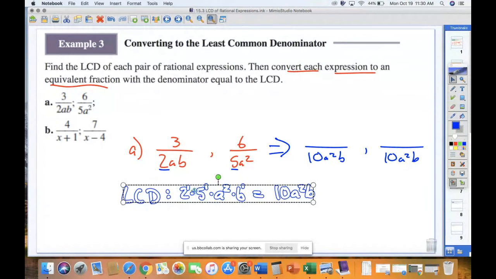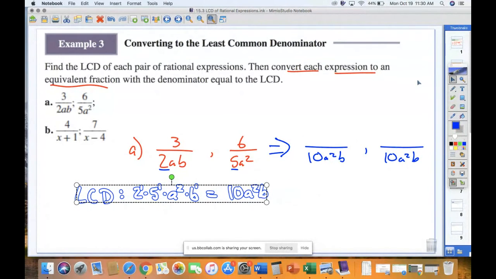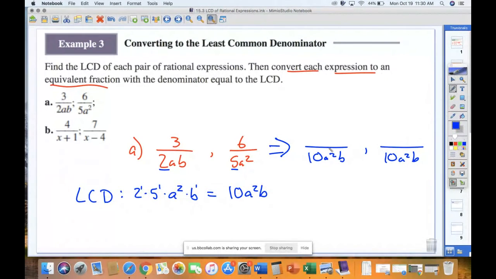What's that going to do for our numerators? I'm going to make some space here. What's that going to do for our numerators? Where our numerator was 3, that stays. And now I inspect my denominator because I'm going to multiply 3 times whatever I need. Well, to go from 2 to 10, I took it times 5. To go from A to A squared, I need an A. And B to B stays, so this is going to be 3 times 5A.